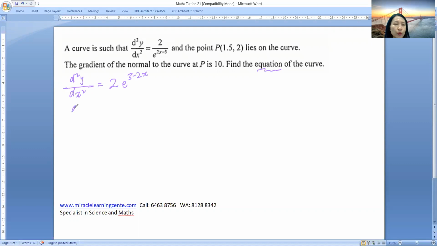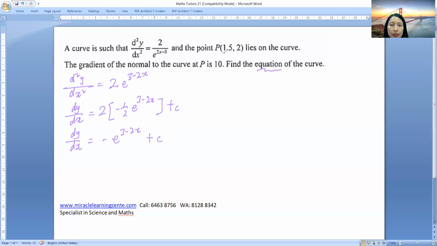So in order to get dy dx, I need to integrate this. Remember how to integrate? You put a constant outside. You integrate, you actually have minus half e to the power of (3 minus 2x) plus c, because you have integrated, so there is a constant. So you simplify, dy over dx will equal negative e to the power of (3 minus 2x) plus c.